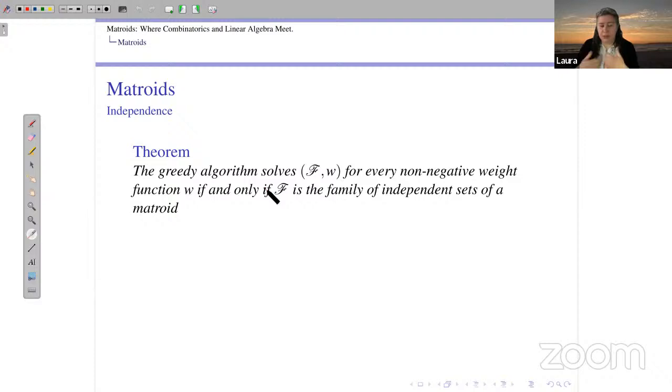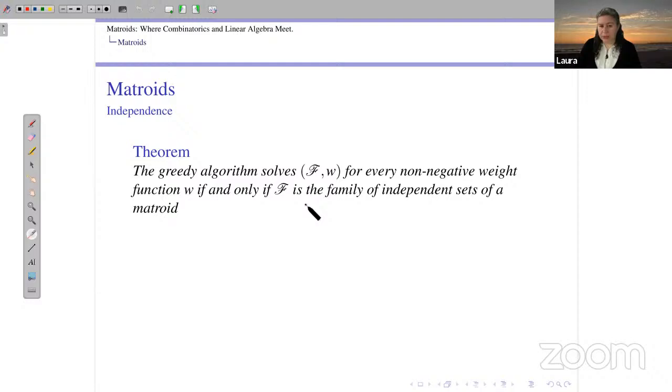this connection between matroids and the greedy algorithm is a lot closer than it seems because of this theorem that says that the greedy algorithm will solve this problem for every non-negative weight function if and only if this family is in fact a family of independent sets of a matroid. So basically the greedy algorithm gives me an alternative characterization of what it means to be a matroid. So this is really, really close.